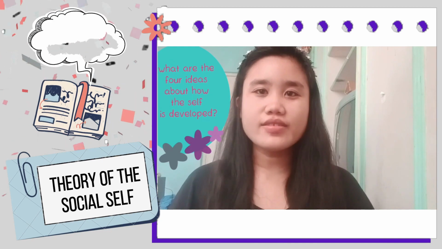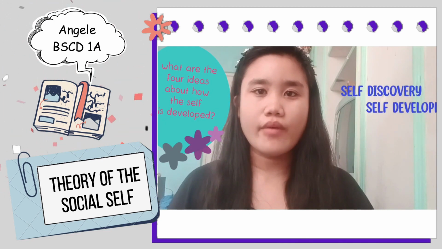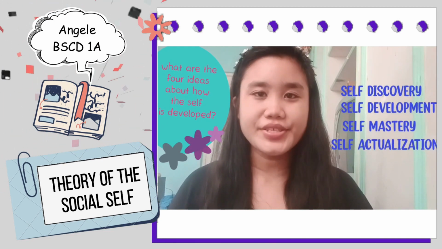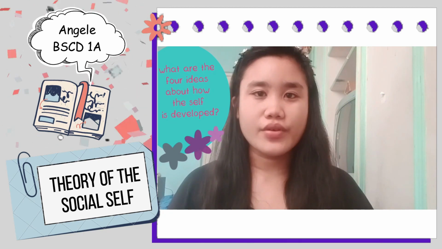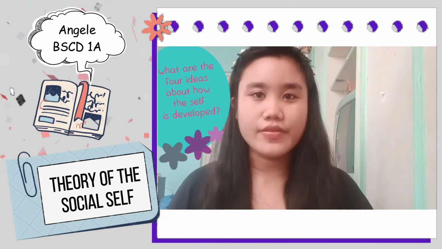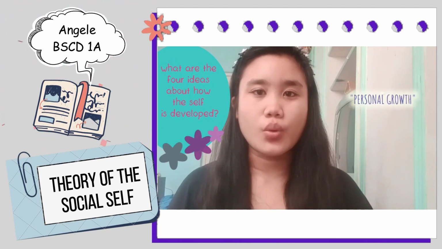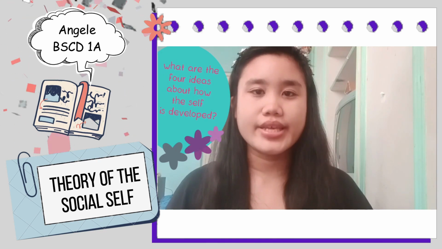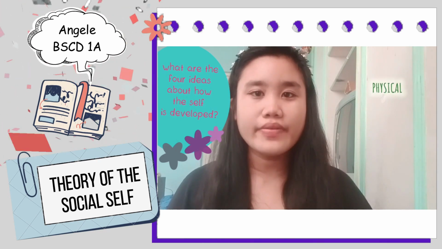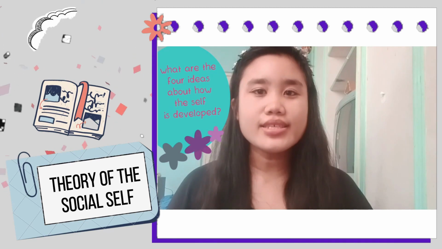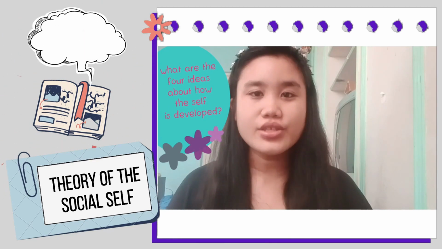The four ideas of self-development are self-discovery, self-development, self-mastery, and self-actualization. Self-discovery allows you to discover who you are. The second idea is self-development. It's the process of your personal growth. The third concept is self-mastery. It's where you recognize most of your physical, mental, emotional, and spiritual self. Lastly, self-actualization, realization of your full potential.